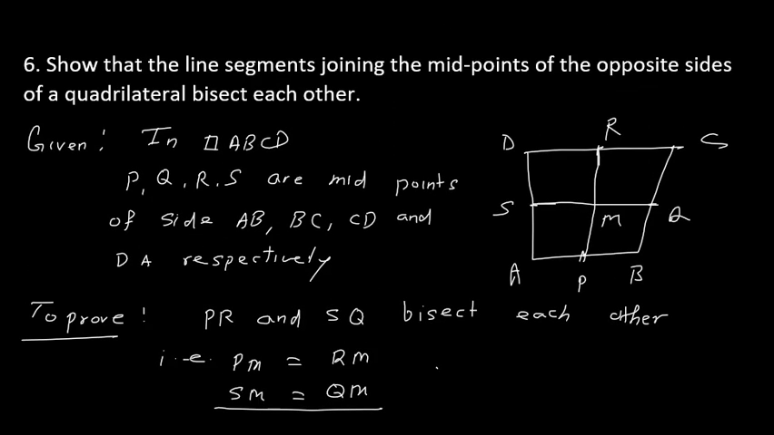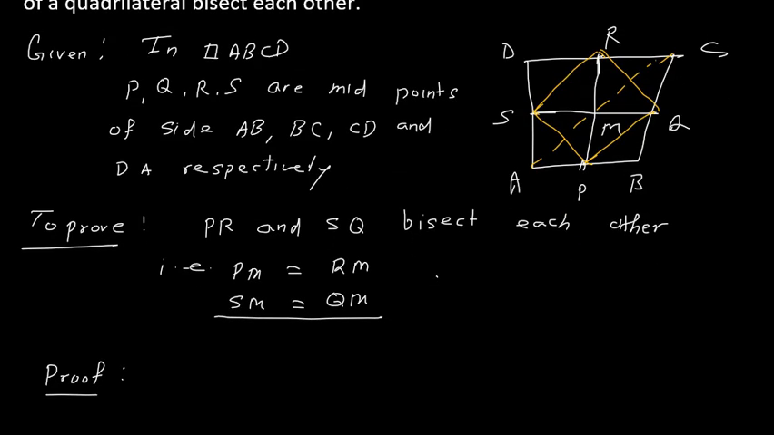So here, if we draw AC as a diagonal and join PQ, SR, QR and then PS, we will be able to prove that PQ is half of AC, SR is half of AC, and PQ is parallel to AC and SR is parallel to AC. So PQ is parallel to SR and PQ is equal to SR. So one pair of opposite sides is equal and parallel. So PQRS is a parallelogram. Now SQ and PR are the diagonals of the parallelogram, and we know that diagonals of a parallelogram bisect each other. So we proved, right? Simple. Fine.